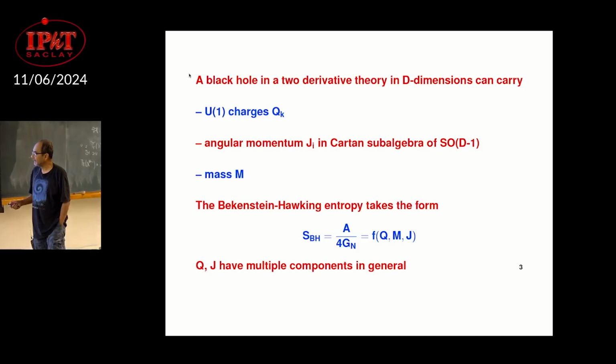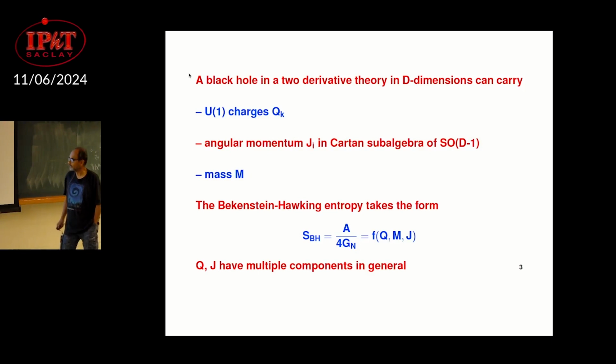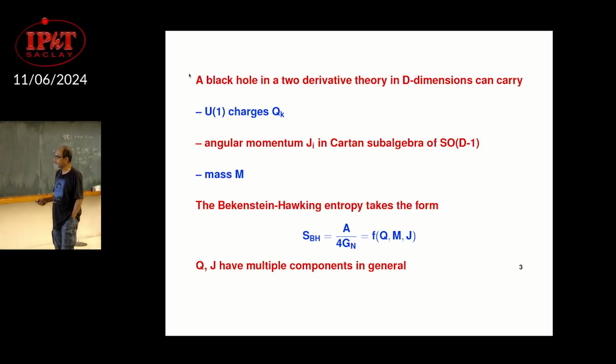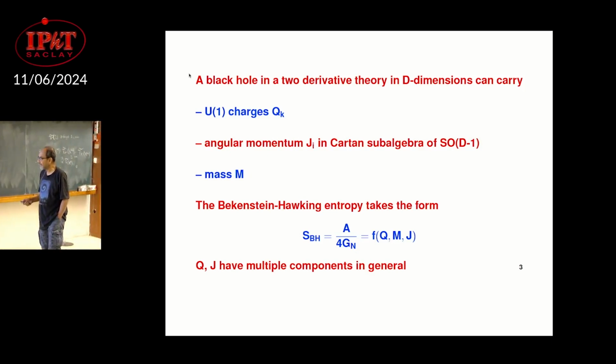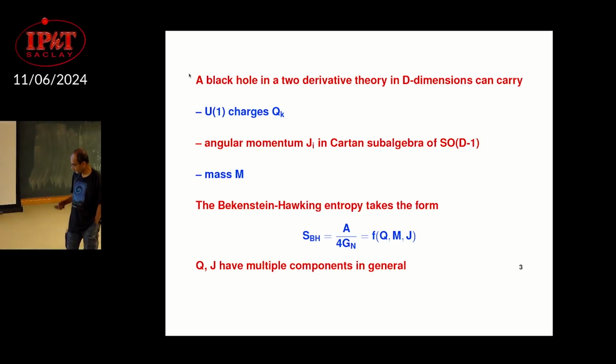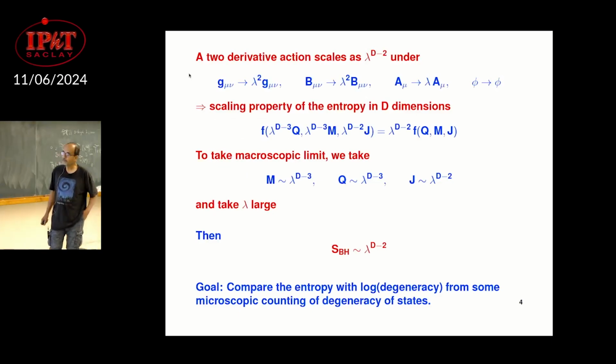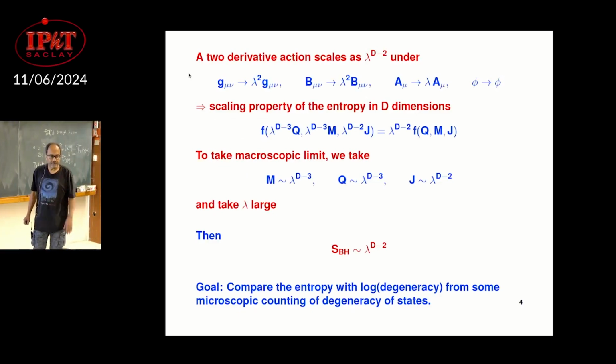Okay. And the Bekenstein-Hawking entropy of the black hole has this form. It's given by the area over 4 times the Newton's constant. Okay. And this you can re-express as a function of the charge, mass, and angular momentum. Okay. And I remind you again that Q and J in general can have multiple components. Now, as I said, we'll begin with a two-derivative action.